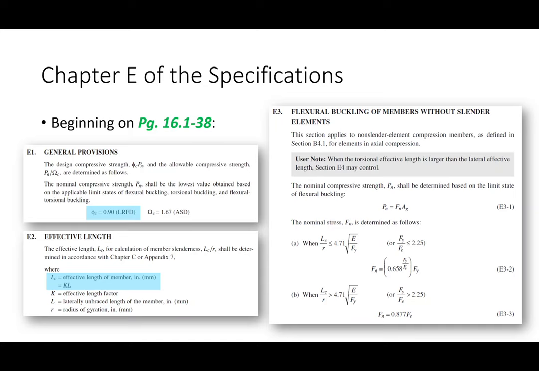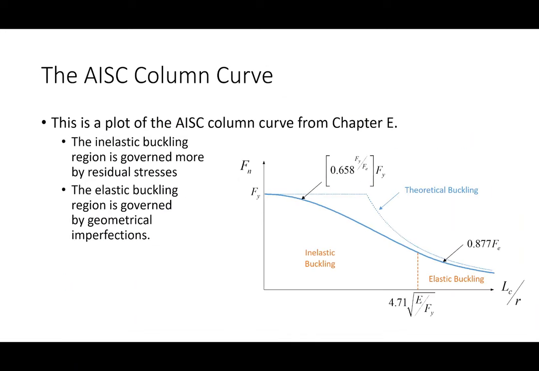Okay. Specifically, a couple things worth mentioning. First off, phi is 0.9. Let's just get that out of the way. What we do is we compute a slenderness, but more specifically, an effective slenderness. So instead of the slenderness being L over r, our slenderness is going to be KL over r, okay? Now, what we're going to do is take the slenderness and ask ourselves whether we're in elastic buckling territory or inelastic buckling territory.